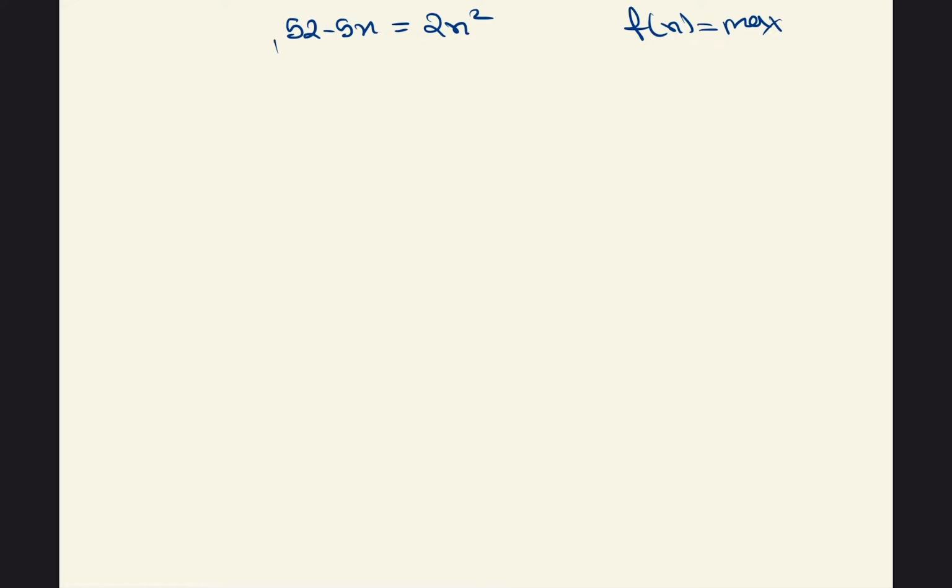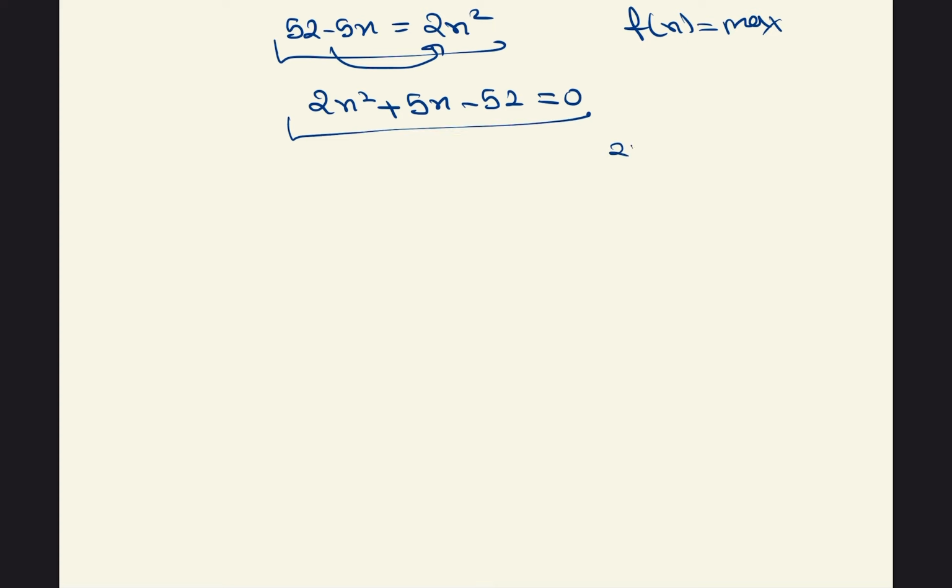Now we just have to solve this quadratic equation, which is 2x square plus 5x minus 52 equal to 0. We take everything to the left hand side. This quadratic equation will have 2 into 52, and we have to figure out how to factorize this. So 2 into 52 is not working. 4 into 26, nope. 8 into 13, yeah, this works. 13 minus 8 is 5.